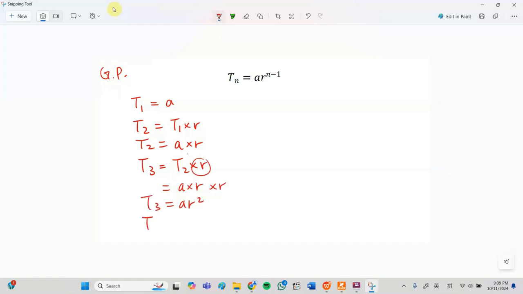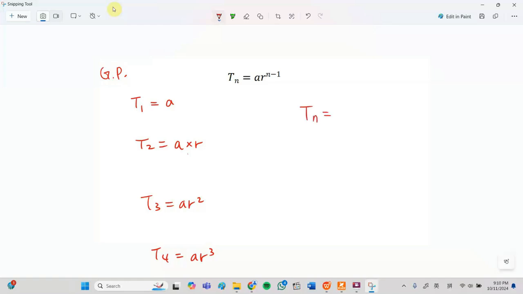And then we repeat the same procedure for the third time. So T4 equals T3 times r, and T3 is replaced with Ar squared times r. So hence T4 equals Ar cubed. Again, we only look at the terms in terms of A and r, so I'm going to erase this.